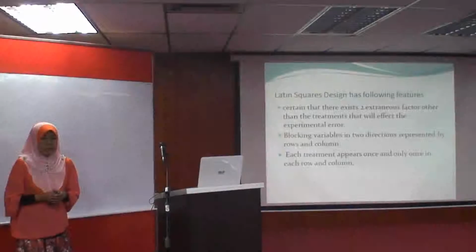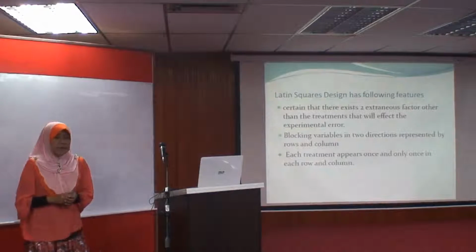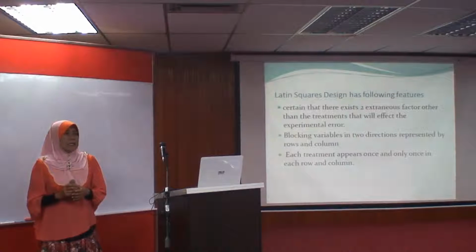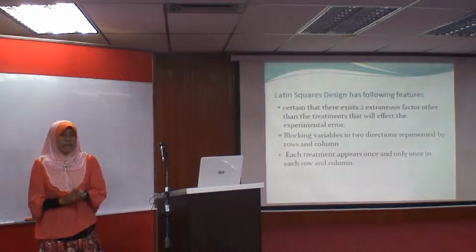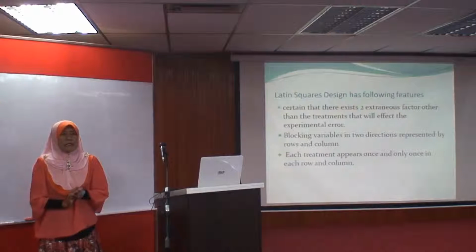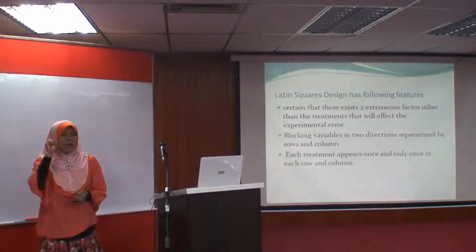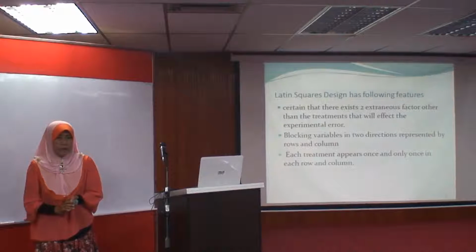Now, once you look at a problem, you first have to decide what kind of design is suitable for it. Then you have to understand the characteristics of the Latin square design. First, the primary aim of the Latin square design is the same as the completely randomized block design, that is, to analyze the effect of one factor on the response variable.